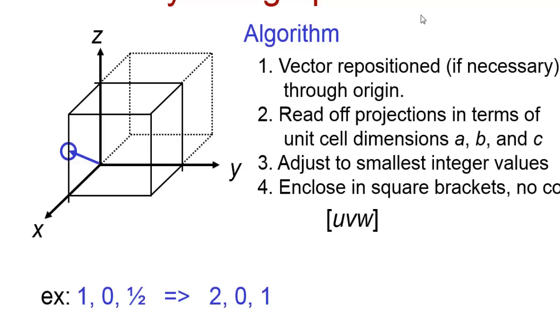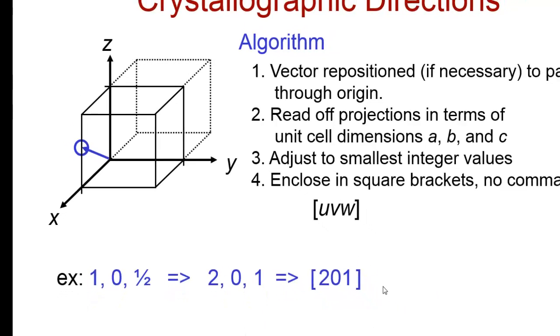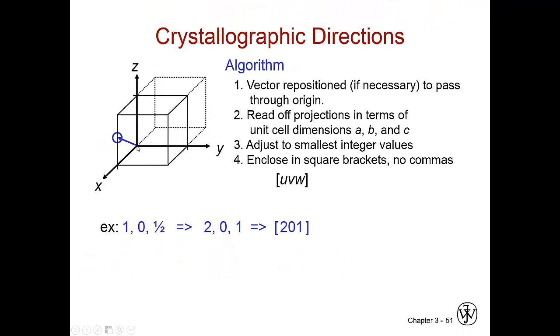And then for directions, we enclose them in square brackets without our commas. So we repositioned the vector, we read off the projections, we adjusted to the smallest integer values, and then we enclosed them in square brackets without commas. So this is the [2 0 1] direction.